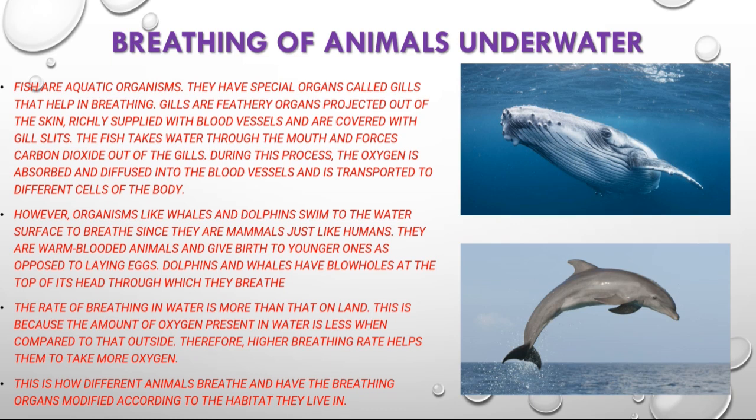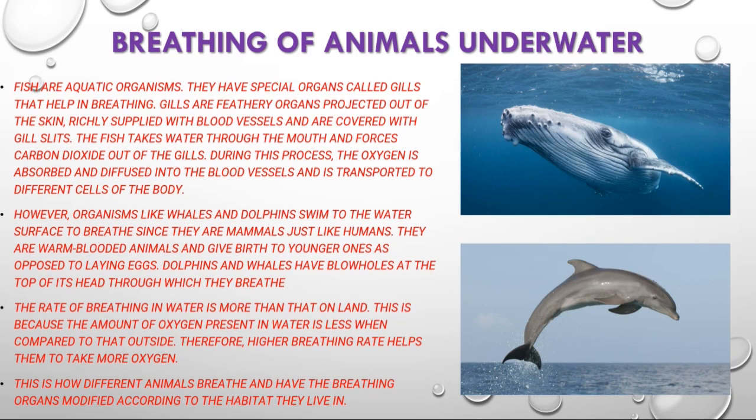The rate of breathing in water is more than that on land. This is because the amount of oxygen present in water is less when compared to that outside. Therefore, a higher breathing rate helps them to take more oxygen. This is why different animals breathe and have their breathing organs modified according to the habitat they live in. That's why nature has made different kinds of organs to breathe in different habitats.